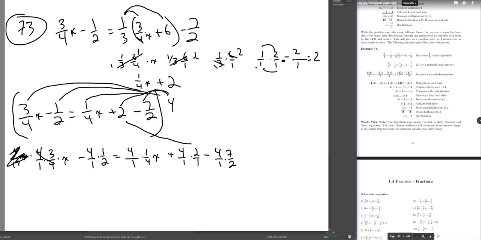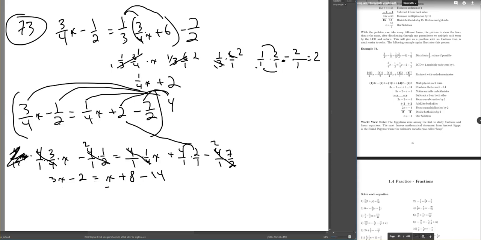Now this becomes 3x. This becomes minus 2. This becomes x. This becomes 8. This becomes 14.